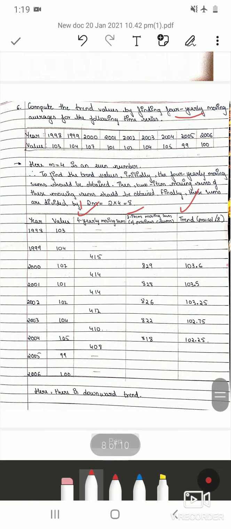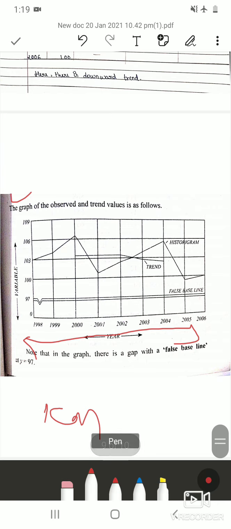and then check the value. The range of values is from 99 to the highest value, 107. So in the y-axis you have to take the values 97 up to the highest value, 107. We can take a difference of 3, or 5, or 1, anything which is convenient. So here they have taken the difference as 3: 97, 100, 103, 106 and 109.